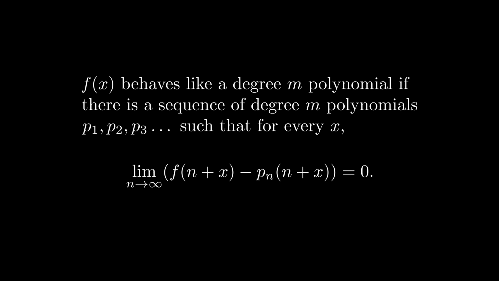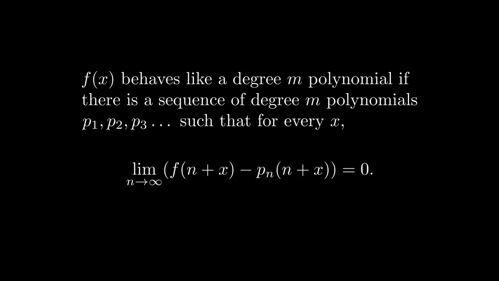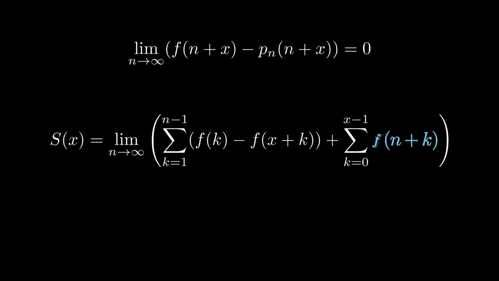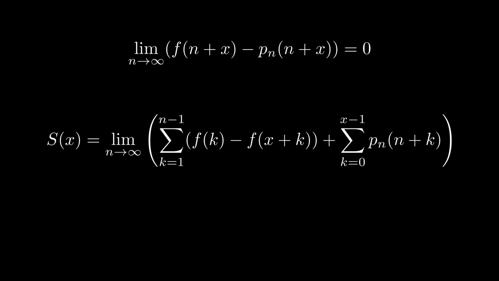Well, let's say that f of x does behave like a polynomial of some degree. That is, you can find a sequence of polynomials for which this limit holds. Well, let's look at our main formula for s of x. Remember, this last sum of f of n plus k is what we need to extend. But since f behaves like a polynomial, the difference between f of n plus k and p sub n of n plus k approaches 0 as n approaches infinity.